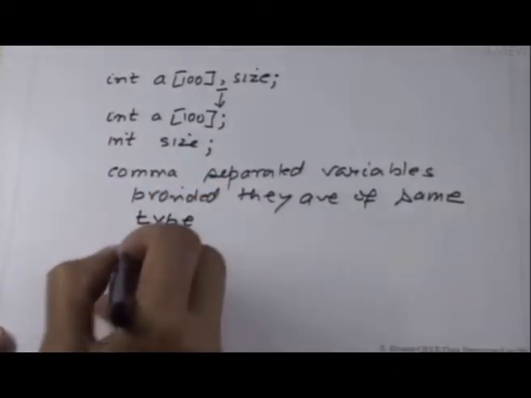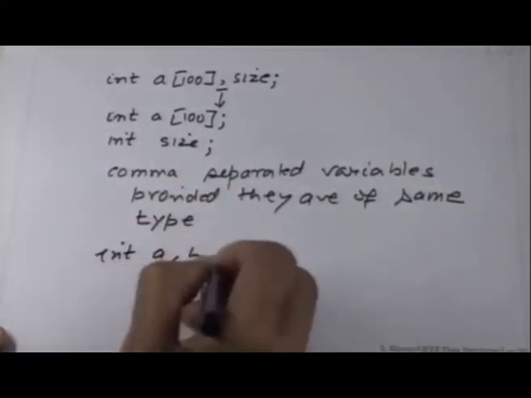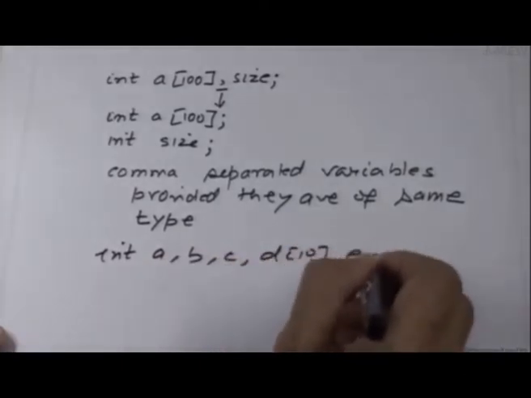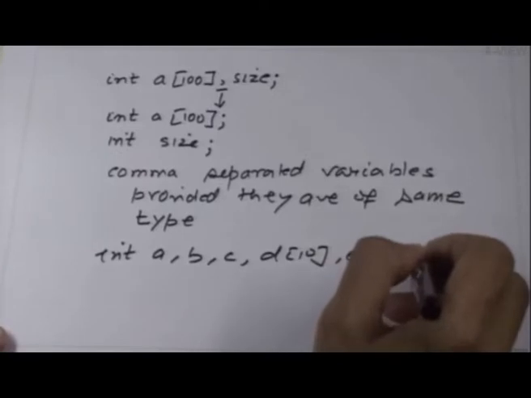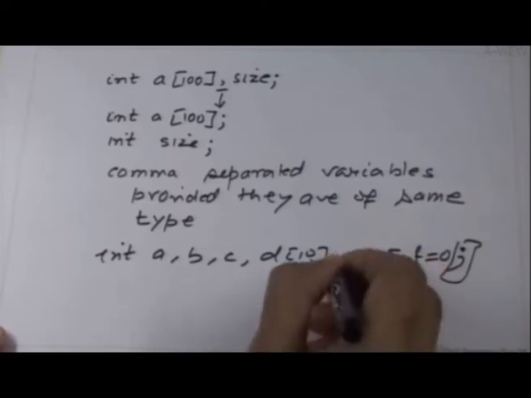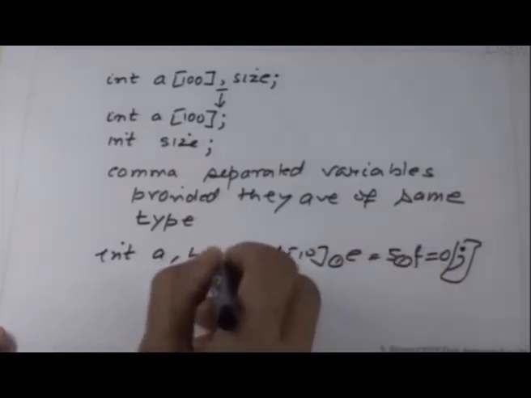For example, I can write int a, b, c, d[10], e equal to 5, f equal to 0. All of these are fine. It ends with a semicolon. All of these are comma separated. I hope I've carried the meaning to you.